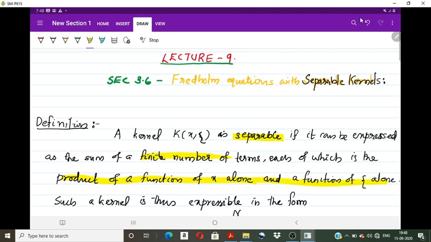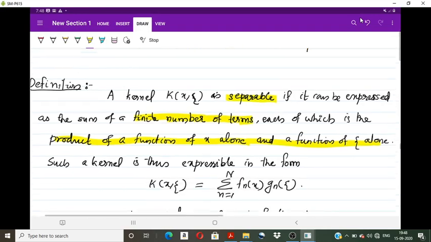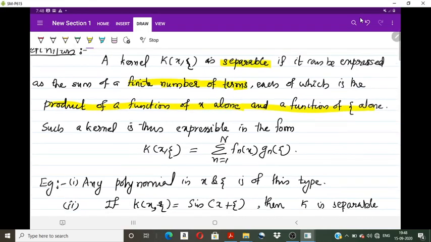Mathematically, such a kernel can be expressed as k of x theta is equal to the summation n varies from 1 to some fixed finite number, let it be capital N, of fn of x into gn of theta, where fn of x is a function of x alone and the gn's are functions of theta alone. So k of x theta, the kernel, is the finite sum of these products. Such a kernel is called a separable kernel.